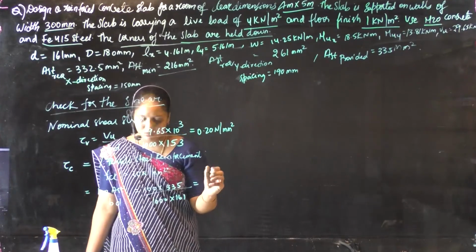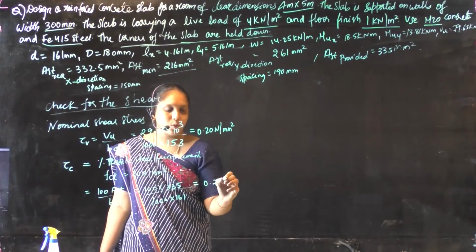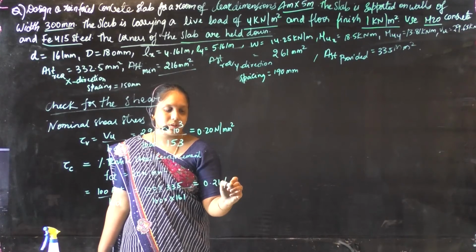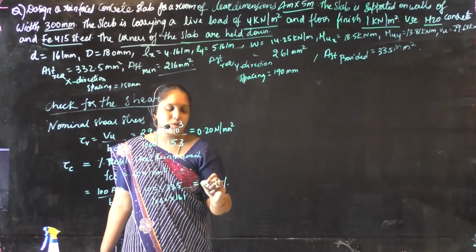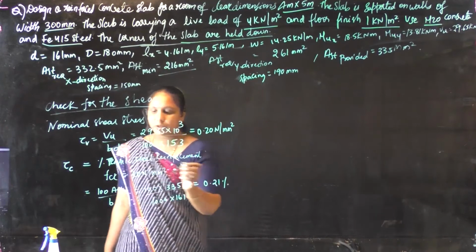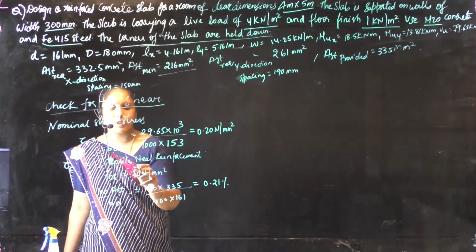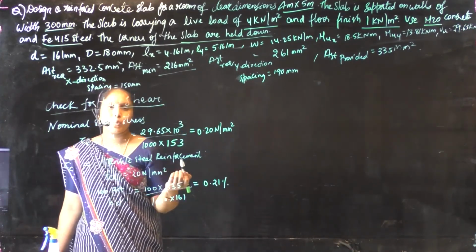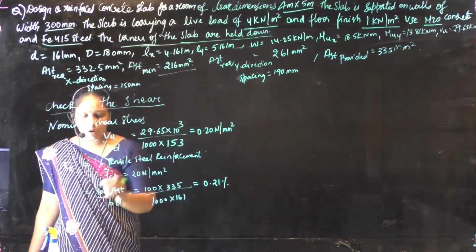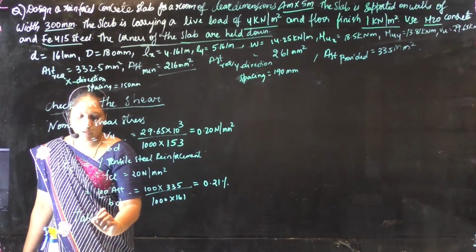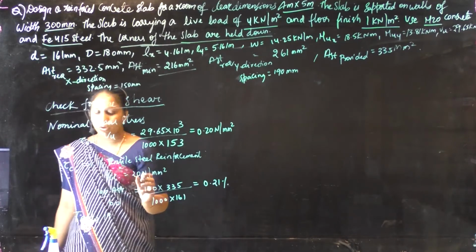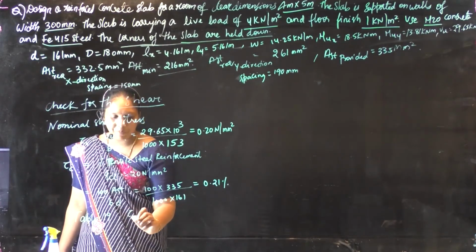Which will give you a value of 0.21%. So for this percentage of steel, for the grade of concrete being 20 Newton per mm square, from table 19 of IS 456-2000, we have to find the tau c value.